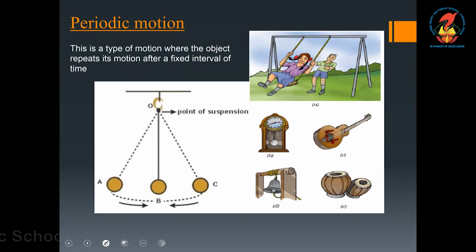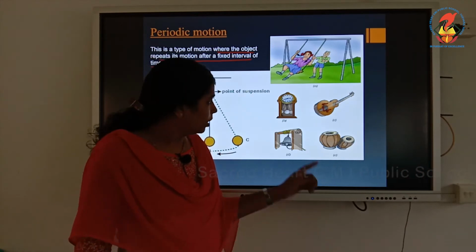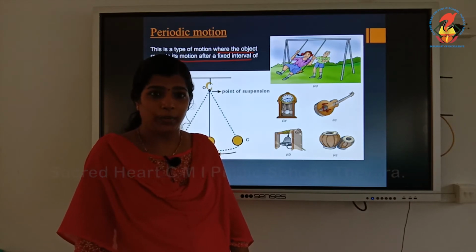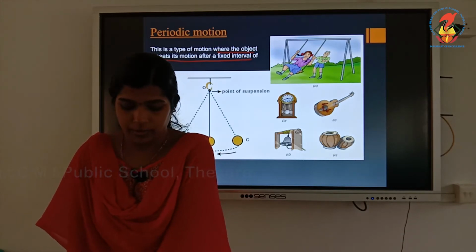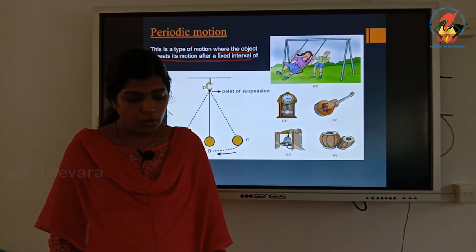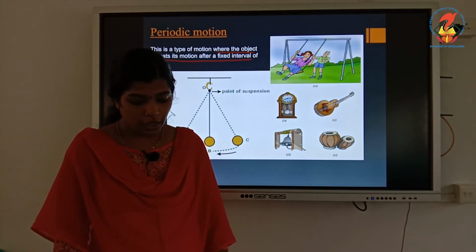The next one is periodic motion. This is the type of motion where the object repeats its motion after a fixed time interval. After a time interval, the same motion will be repeating. That is known as periodic motion.